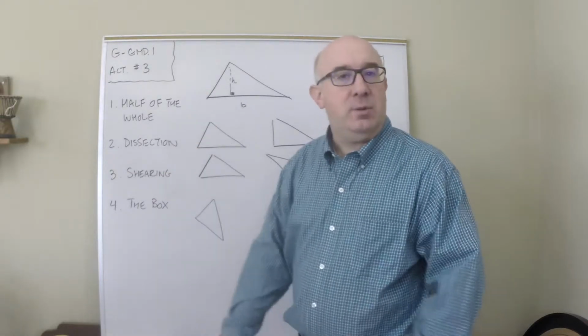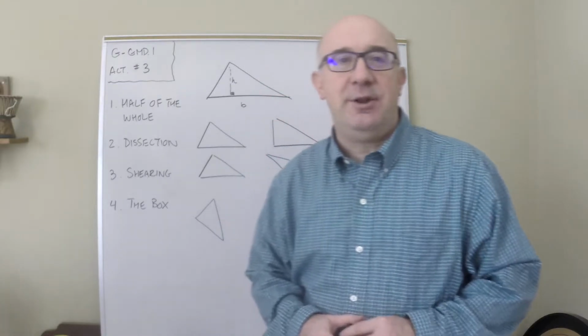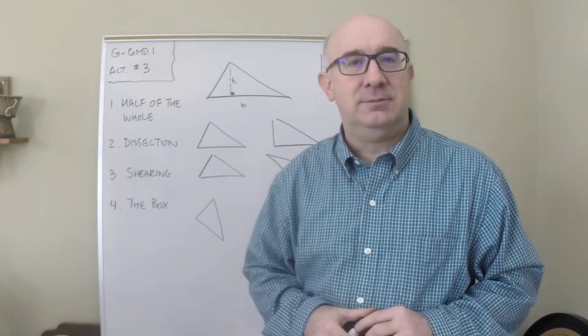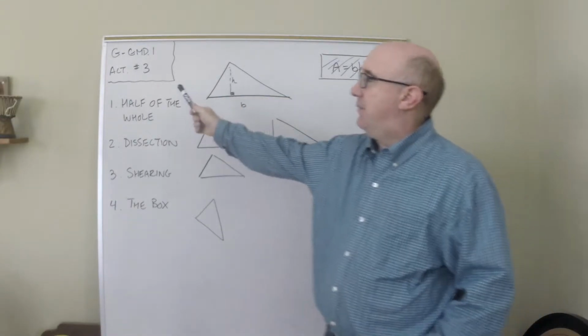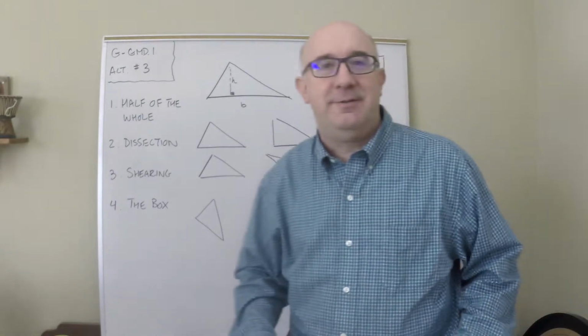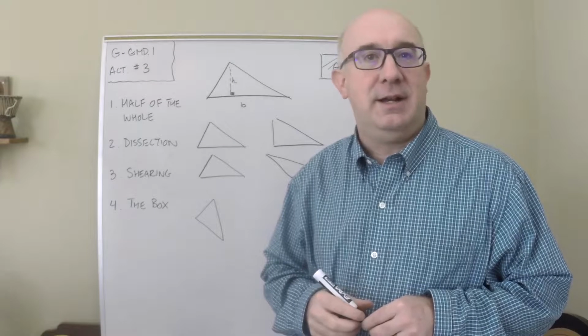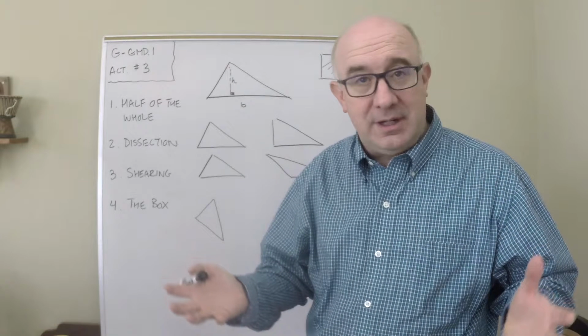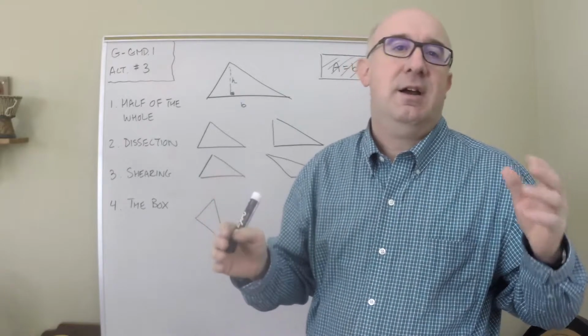Looking at G-GMD.A.1, activity number 3. This activity focuses on the area of a triangle. And the area of a triangle is, you're going to see, we're going to look at it in a couple of different ways. And they're all based off this idea of, again, the formula of base times height of a rectangle. Actually, all of the formulas stem from that very basic idea of an array, of a base and a height, and so on.